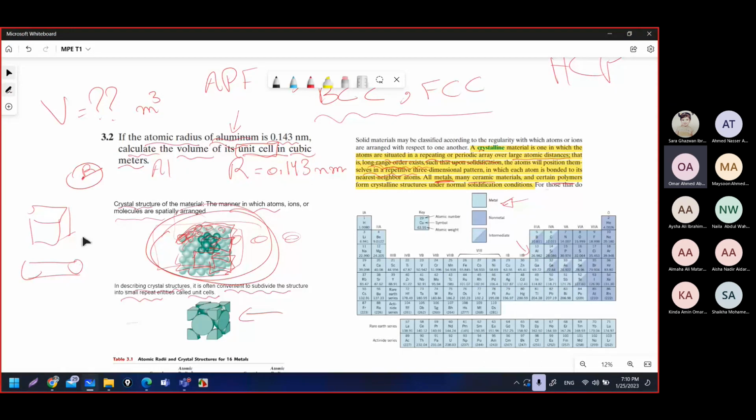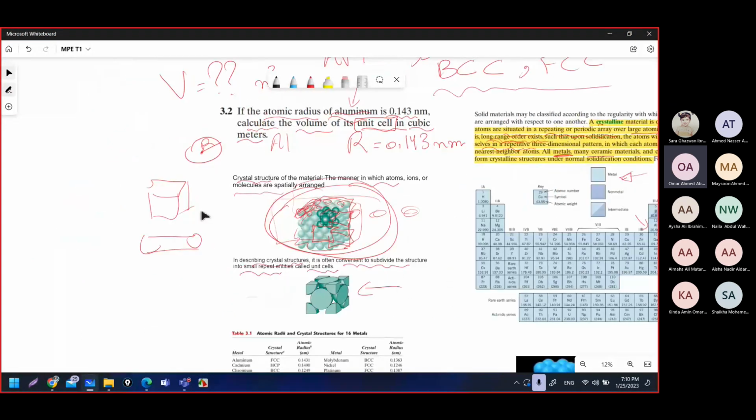So from this video, we can see that for metals, we have different unit cells or different crystal structures, like simple cubic, FCC and BCC. Now, in order to calculate the volume or to calculate everything, we need to know what is the crystal structure. Is it FCC, BCC, or HCP, or any one of them? In order to know this, we need to know only the element.